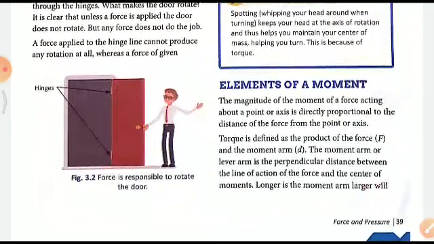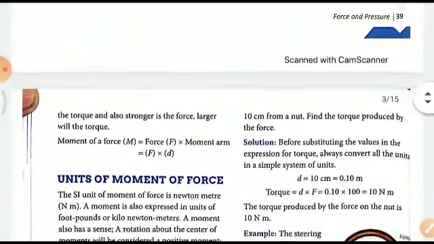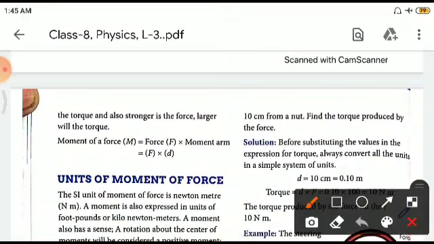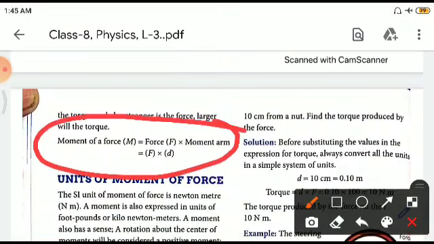Now, what are the elements of a moment? The magnitude of the moment of force is directly proportional to the distance of the force from the point of axis. So if the force is F and the distance is D, then the moment of force will be, see children here, M is equal to F into D. We will multiply the force with the distance.